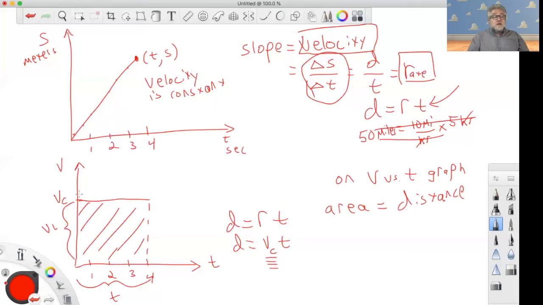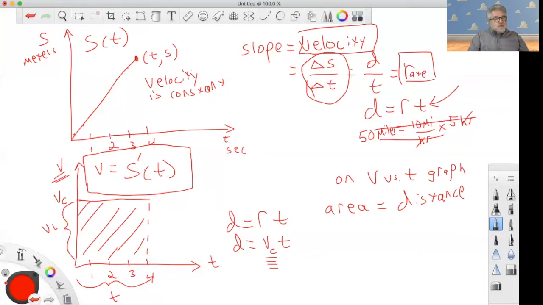And more specifically, this velocity is really the derivative of distance. If this is s of t, then velocity is really s prime of t, because we know that the slope of the line, the instantaneous slope, is the same as the velocity. So when I'm talking about velocity, I'm talking about the derivative of the displacement function.